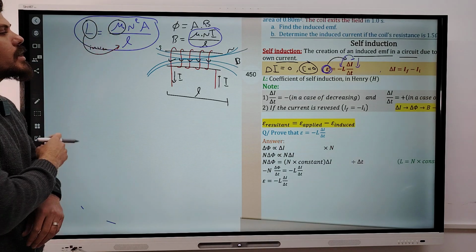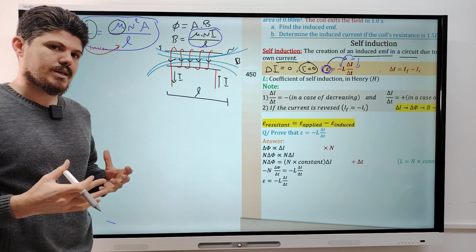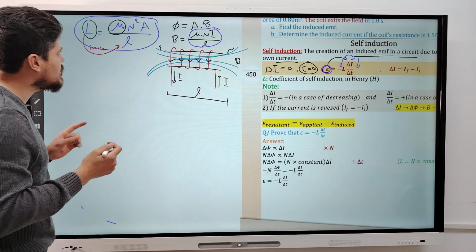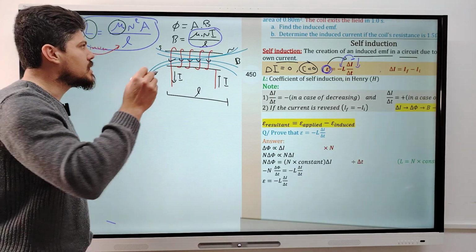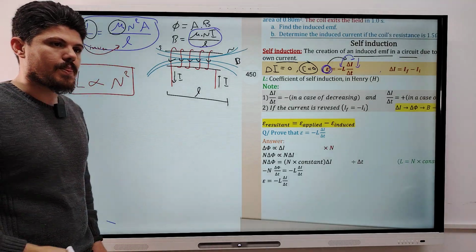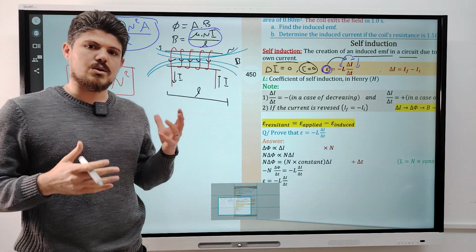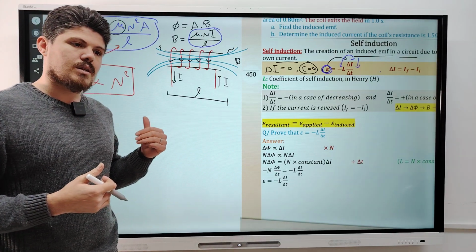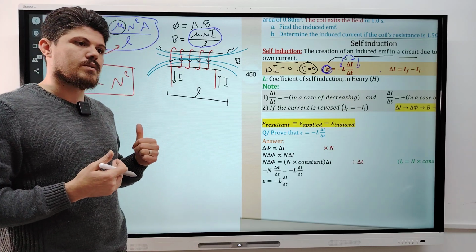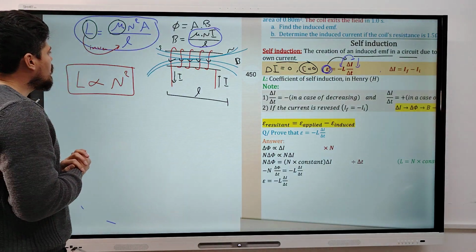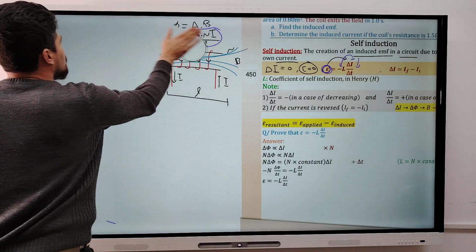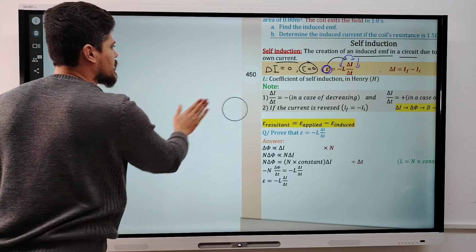According to this equation, which one is more effective for increasing the coefficient of self-inductance: increasing permeability, increasing area, or increasing the number of turns? Absolutely increasing the number of turns. Why? Because the coefficient of self-inductance is directly proportional to the square of the number of turns. When the number of turns doubles, the coefficient of self-inductance becomes quadruple. When the number of turns increases by a factor of 3, the coefficient becomes 9 times. But with the area and the permeability it is directly proportional without the square. So this is the coefficient of self-inductance.